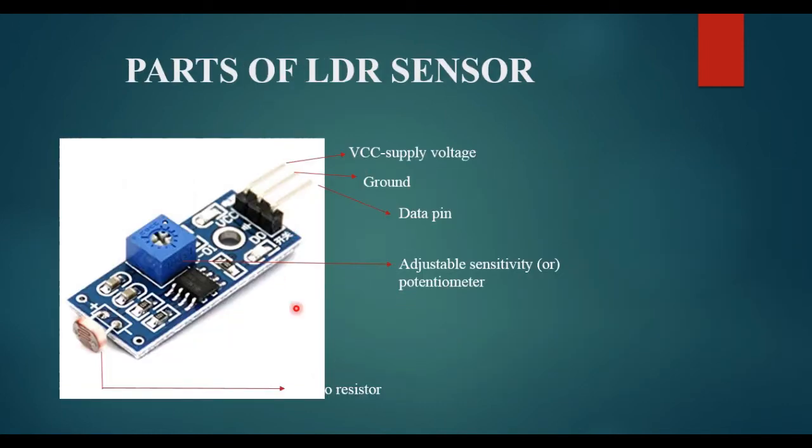So now let us see the parts of the LDR sensor. As I told you, this is known as the photoresistor. Okay, so the LDR will have 3 pins. One is the VCC pin, that is nothing but the supply voltage. The supply voltage for the Arduino will be given as 5 volts. Then we have the ground pin, and this is the data pin.